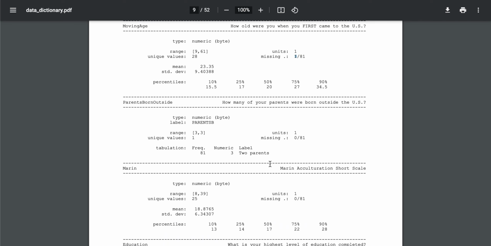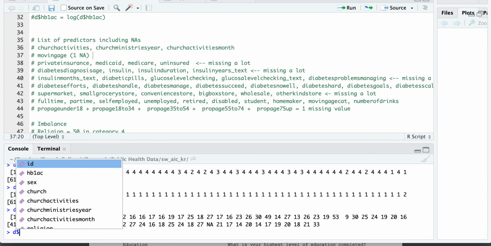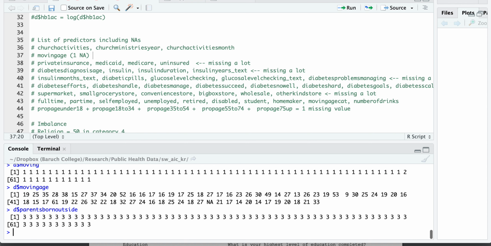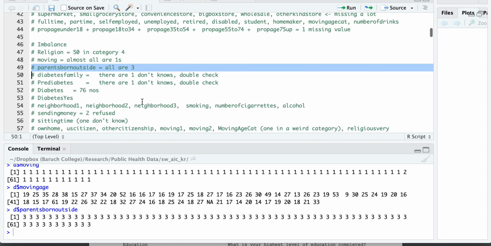How many parents were born outside of the US? So all 81 say 2 parents. So this is meaningless. I mean, it's not meaningless. It is useless for what we want to do.